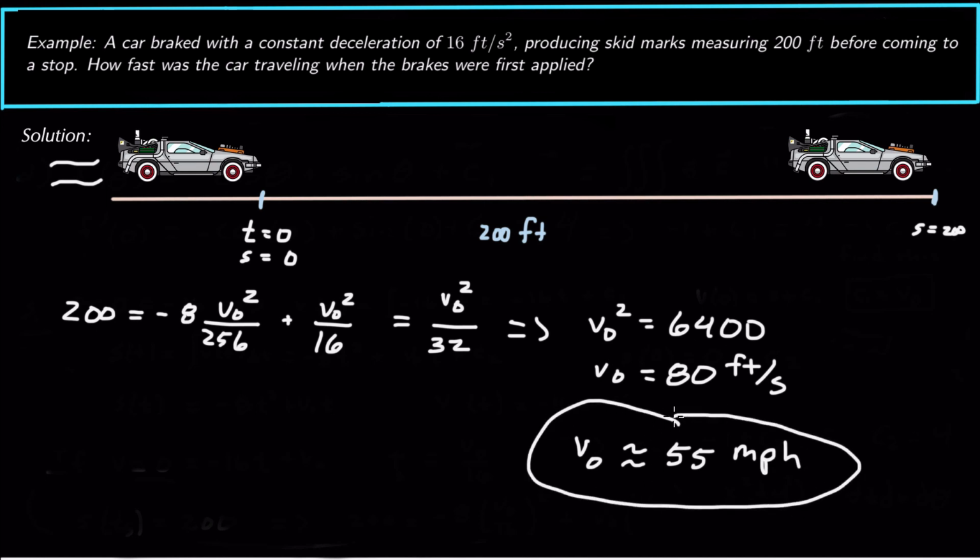I guess it just depends on what the actual problem asks for. If it wants it in miles per hour, you convert it. If it wants just feet per second, you leave it as 80 feet per second. But that's how we do it.